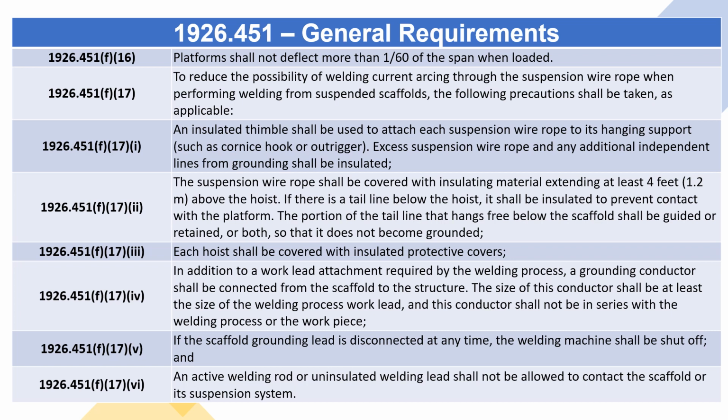1926.451(f)(17)(i): An insulated thimble shall be used to attach each suspension wire rope to its hanging support, such as a cornice hook or outrigger. Excess suspension wire rope and any additional independent lines from grounding shall be insulated.